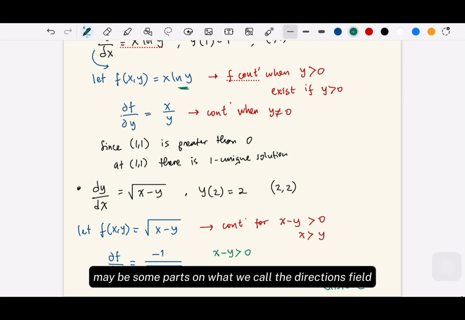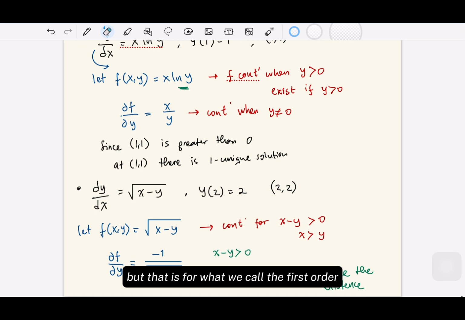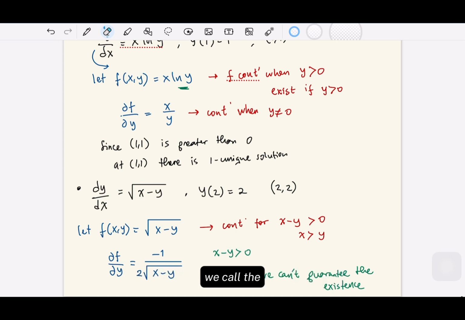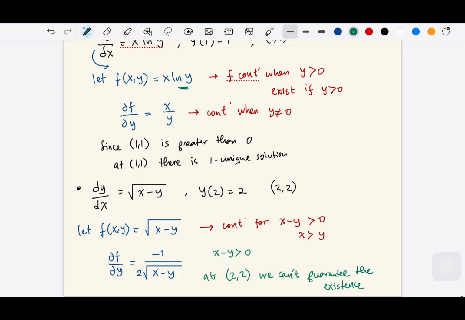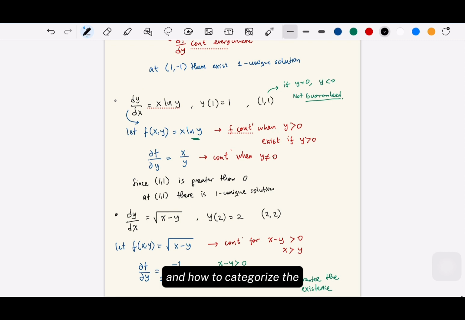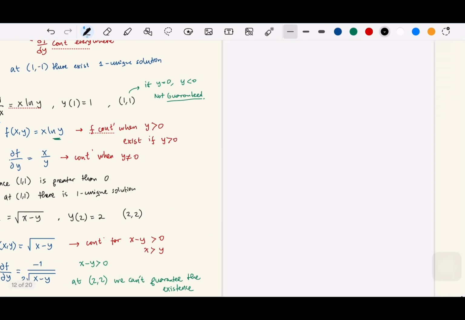Before techniques, maybe some parts on what we call the direction field. But that is for what we call the first order differential equations. So this is a new chapter. This whole part from our first class is all the introductions. So not yet any methods or techniques to find the solution itself. We just verify the solution, whether it exists, whether it also has one unique solution, and how to categorize the order and so on and so forth, right?